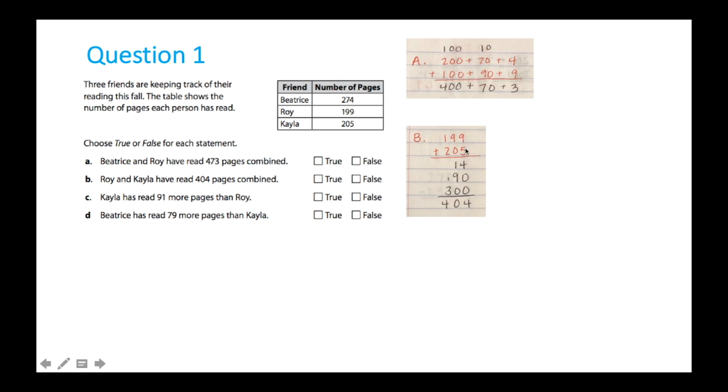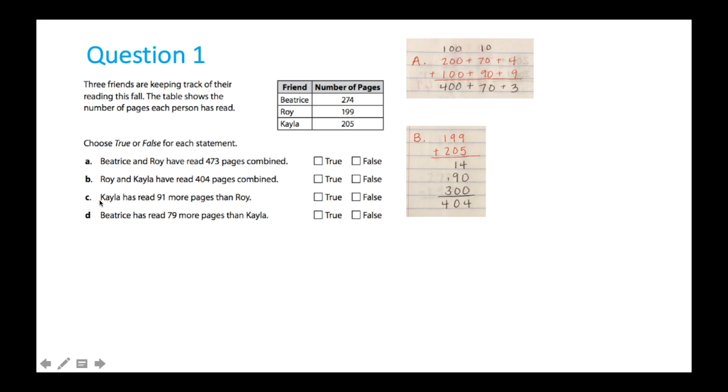So I said 9 plus 5 gives me 14. And 90 plus 0 gives me 90. And then 100 plus 200 gives me 300. So when I add all of these together, I have the 4 in the ones place. A 1 plus 9 gives me a 10. So I had to put the 0 here and carry that little 1, or carry that 100 over. And then 100 plus 300 gives me that 400. So 404 is the correct answer, which means that B would be true.